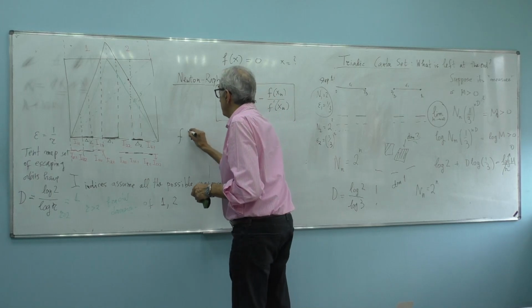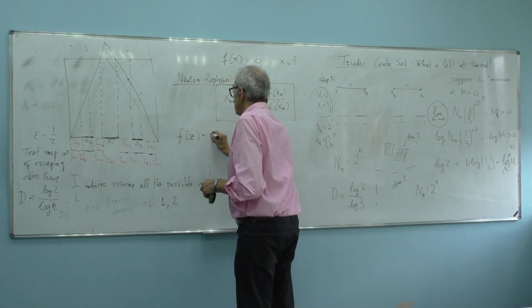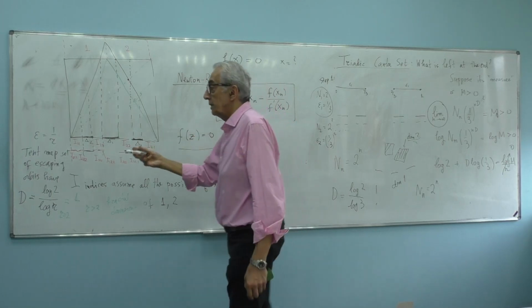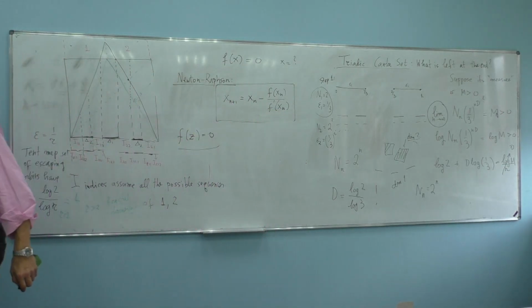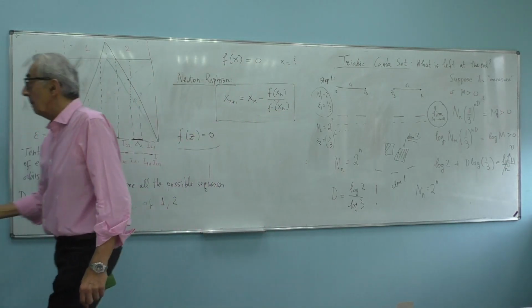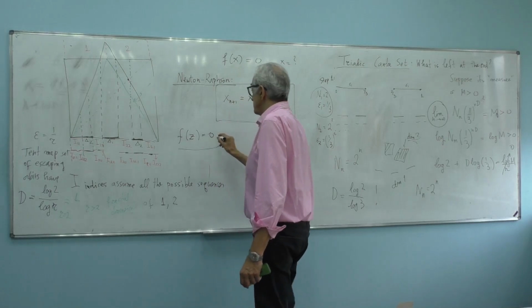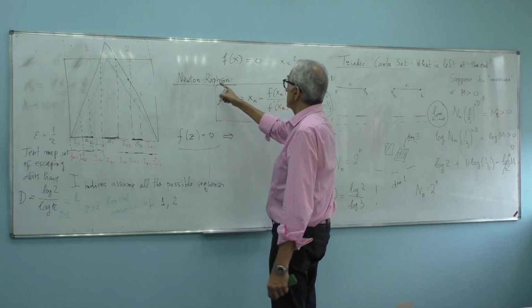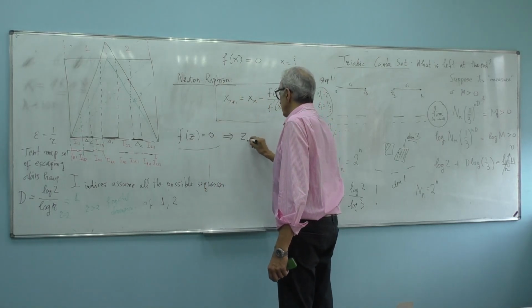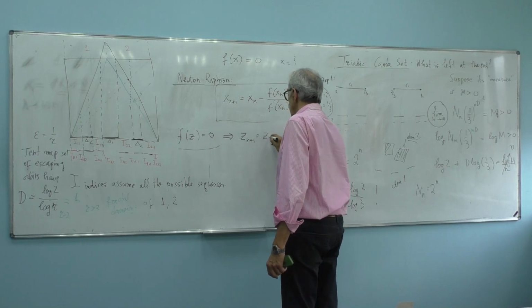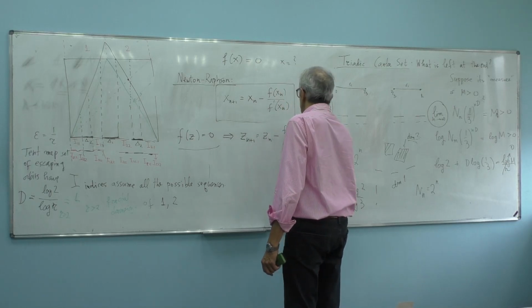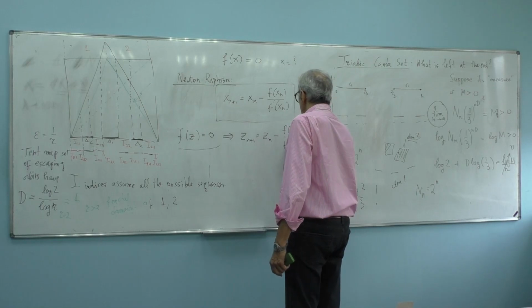Well, here we have an f of z equal to 0. What is the f of z? Okay. Now, let us solve this by the Newton scheme, Newton-Raphson scheme. We have z of n plus 1 equals z of n minus the same formula, f of zn over f prime of zn.